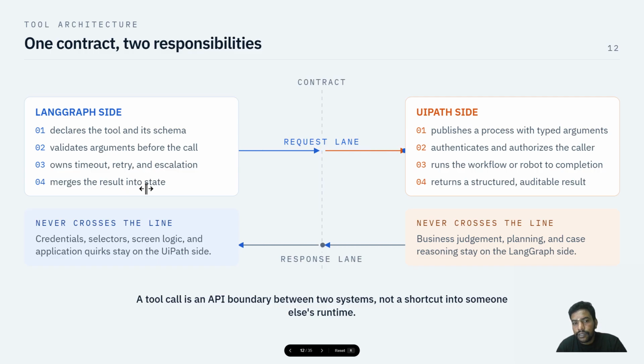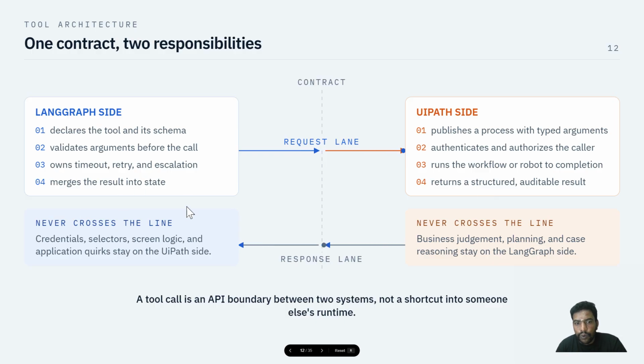Merge the results in state. UiPath side, right? Four different responsibilities. Publish a process with typed arguments. Authenticate and authorize the callers. Run the workflow or robot to completion. Return a structured and auditable result.